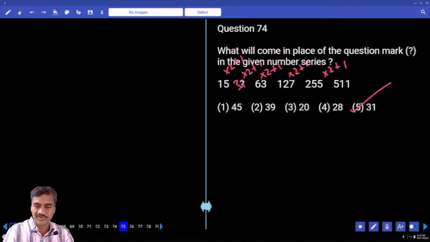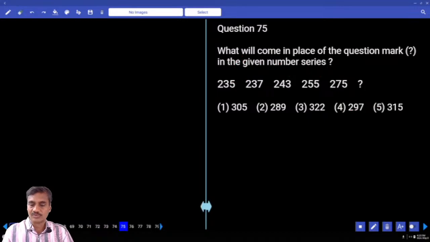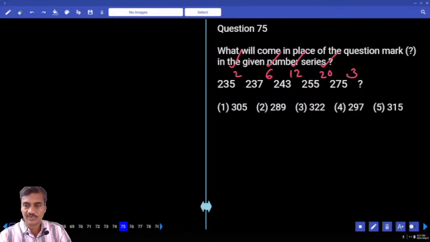Then in this 75. 75, 235, 237. Difference is 2. Next one is so much? 6. And next one, 43 and 55, 12. And next one, 20. 2 can be written as 1 square plus 1. 2 square plus 2. 3 square plus 3. 4 square plus 4. 5 square plus 5. 275 plus 5, 305, choice.